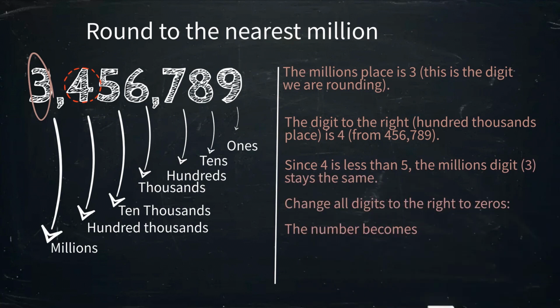And by rounding down, we'll keep the rounding digit the same. That 3 will remain the same. And then we'll replace all digits to the right with zeros. And now our answer is 3 million.